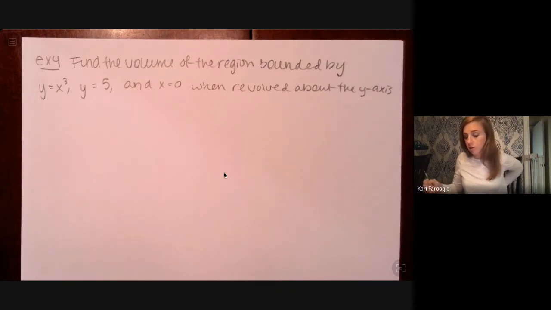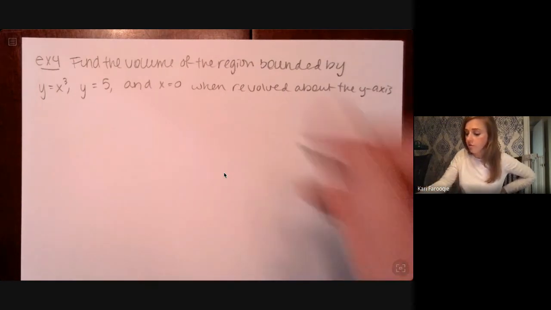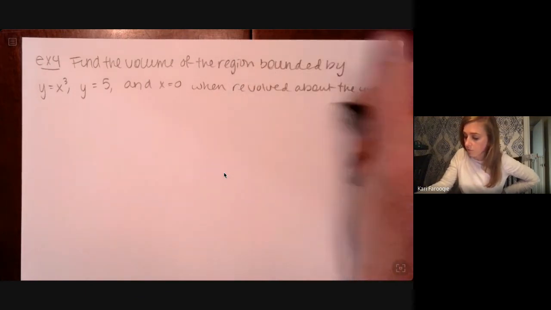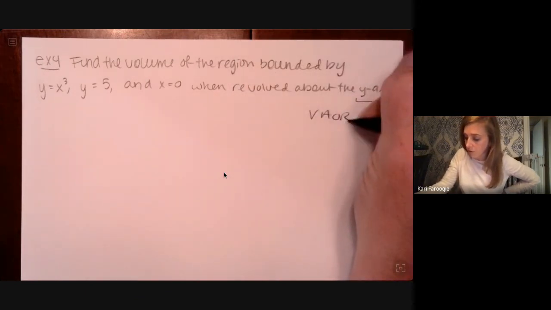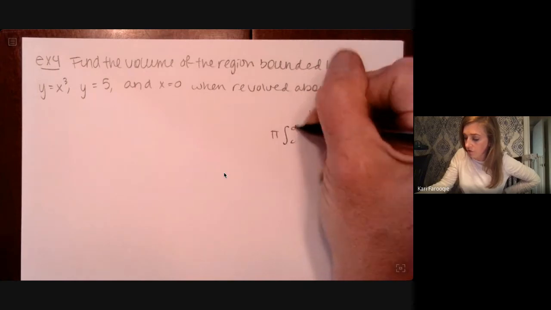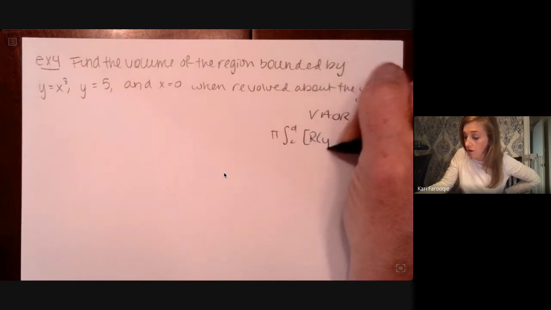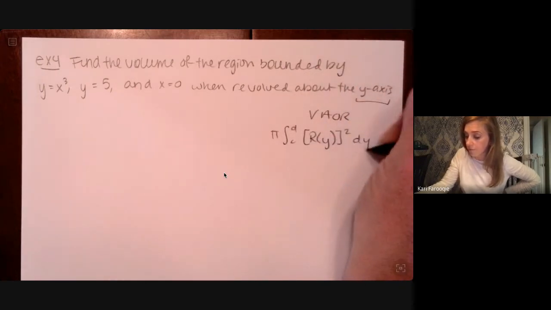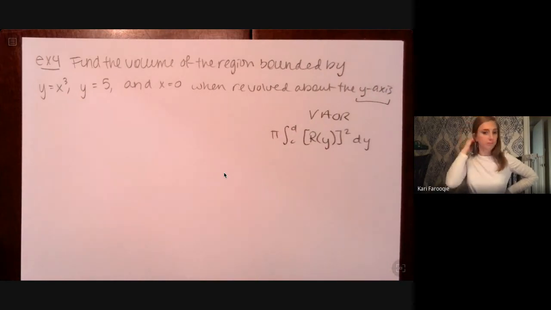Okay, so this means vertical axis of revolution. And that means we're going from C to D, and we need an R of y squared dy. So I always try to note that right away, just to make it really clear so you don't screw up which variable is supposed to be which.